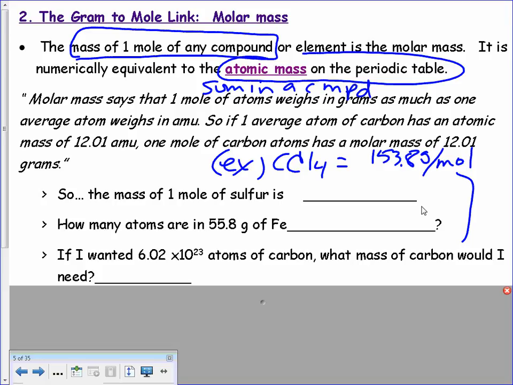So the mass of 1 mole of sulfur is, don't look at me, 32.07. 32.07 what? Grams, okay? So the mass is recorded in grams of 1 mole. The question is, how many atoms are in 55.8 grams of iron? So maybe tell me what the significance of 55.8 grams is.